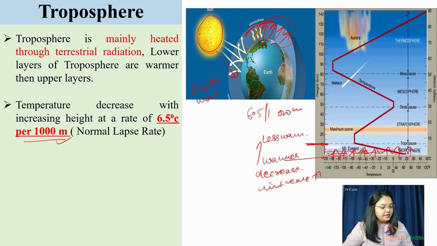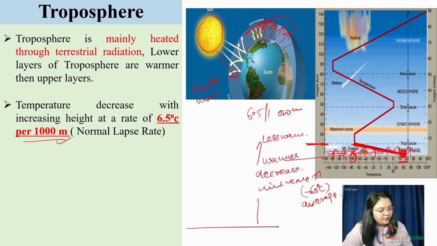Because of this normal lapse rate, the lower layers of the troposphere are warmer as compared to the upper layers of the troposphere. Here, as you can see, near the ground surface the temperature is somewhere around 10 to 20 degrees Celsius, and as we go up in the troposphere, the temperature gradually decreases with increasing height following the normal lapse rate, and somewhere around the upper limit of the troposphere, it reaches somewhere around minus 60 degrees Celsius on average.